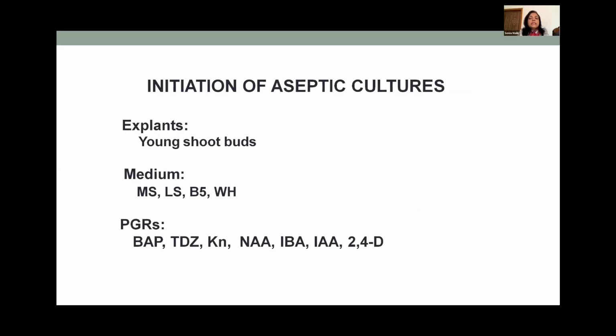For this, we initiated the aseptic cultures using young shoot buds, and we tried different media: Murashige and Skoog, Linsmaier and Skoog, woody plant media, and B5 media at different PGRs. These are the growth regulators for the shoot and root development. We use a number of growth regulators in various combinations.